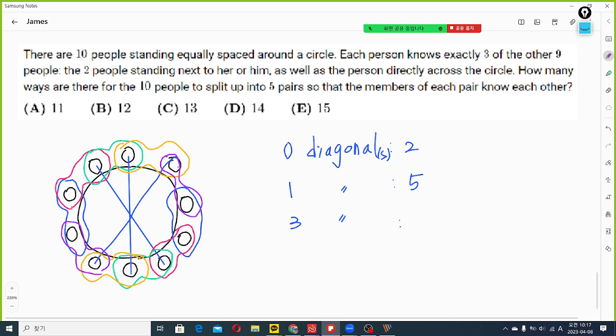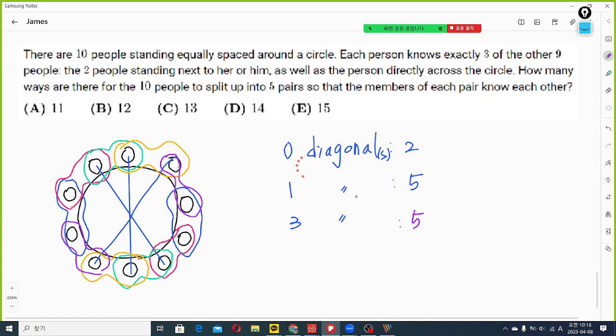It's like you are rotating the dial in the safe. Five? Yeah, five. Yep. So we make five cases, and finally we can make all the five diagonals, right? Without any pair of neighboring people.